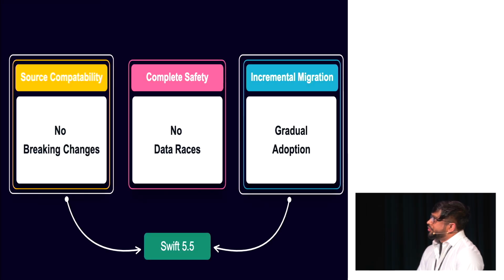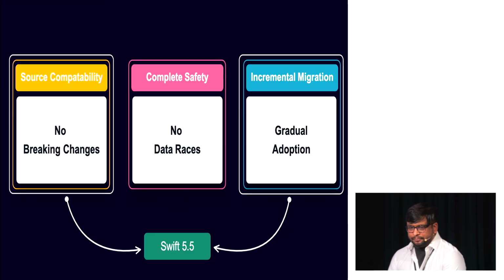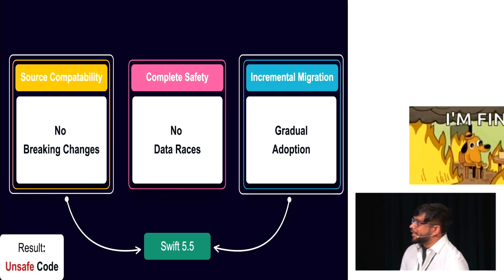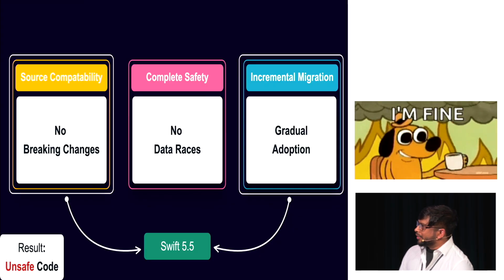Swift 5.5 chose source compatibility and incremental migration. Apple wanted your existing code to work so that we could adopt async await in our code. So what did they sacrifice here? Safety. Sendable warnings were just warnings, but we ignored them. As a result, with warnings you could ignore, you got unsafe code.